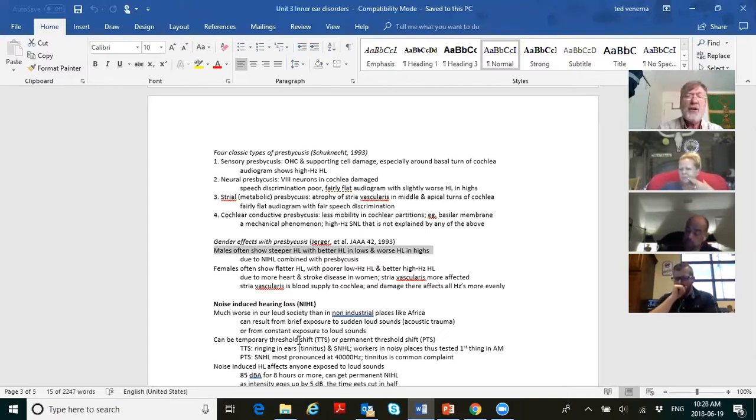Women, not always, we're making generalizations, but Jerger found that elderly women often show a flatter sensory neural loss, with worse low-frequency hearing than men, but better high-frequency hearing. It's a flatter loss. Due to more heart and stroke disease in women, stria vascularis is more affected. So it probably means a strial type of presbycusis. Stria vascularis is the blood supply to the cochlea.